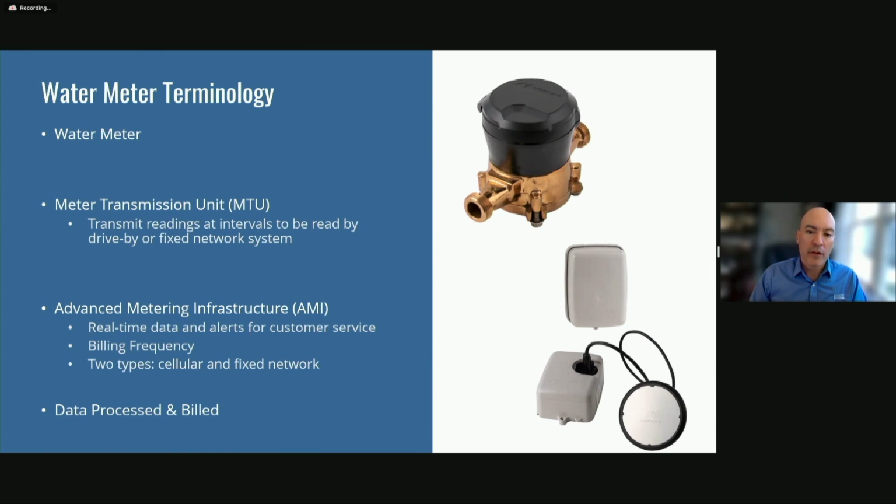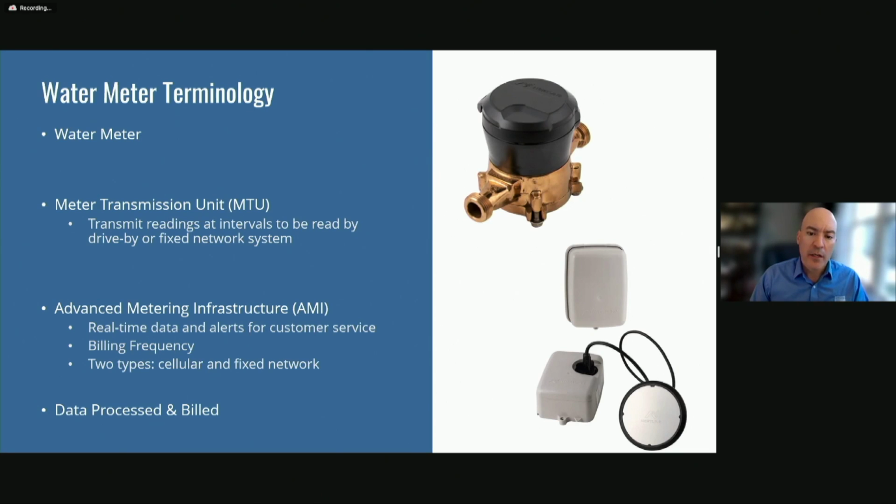What helps transmit the reading of the meter itself to the collection system is what's called a meter transmission unit. That can be seen in the bottom right-hand corner of this slide. That MTU, as we call it, transmits readings at certain intervals, which can be read by either a drive-by or fixed network system. What is a fixed network system? Well, that's also used as terminology for what's called an advanced metering infrastructure, which can have a couple different definitions.